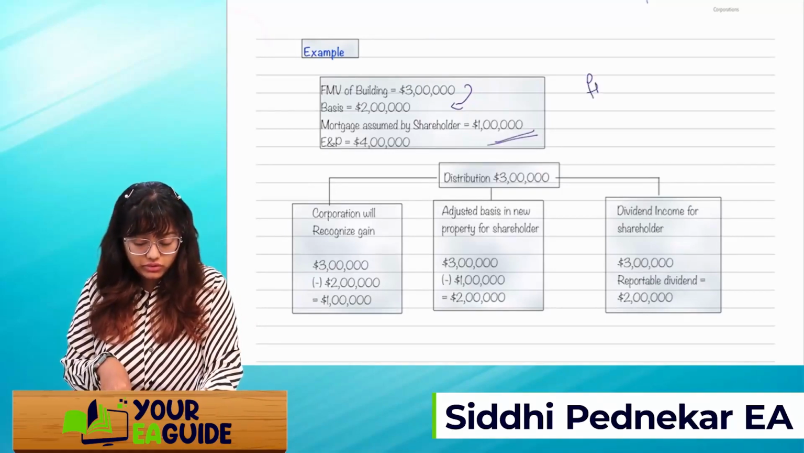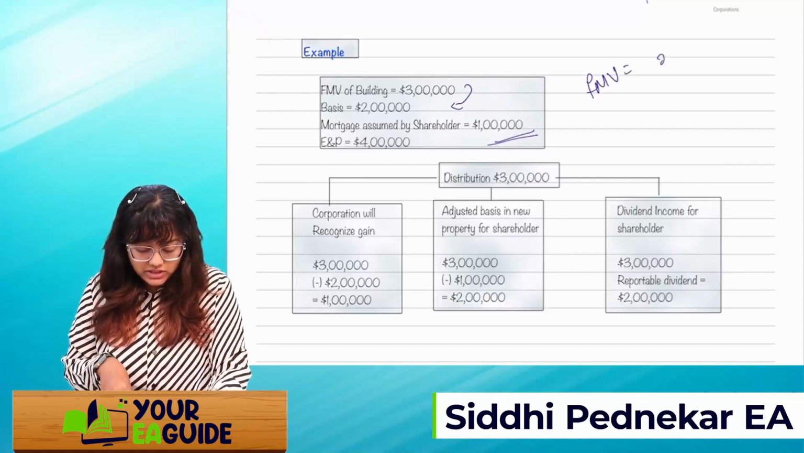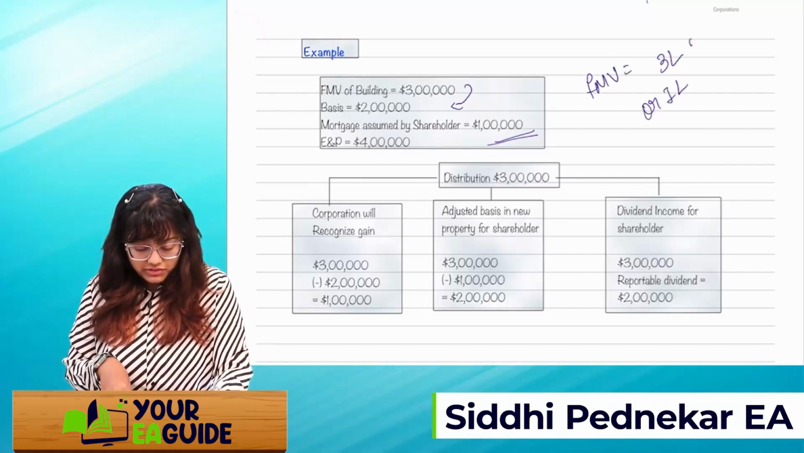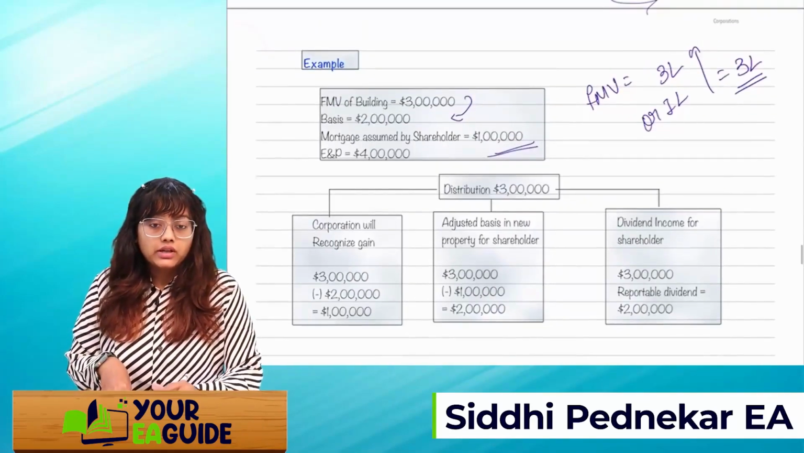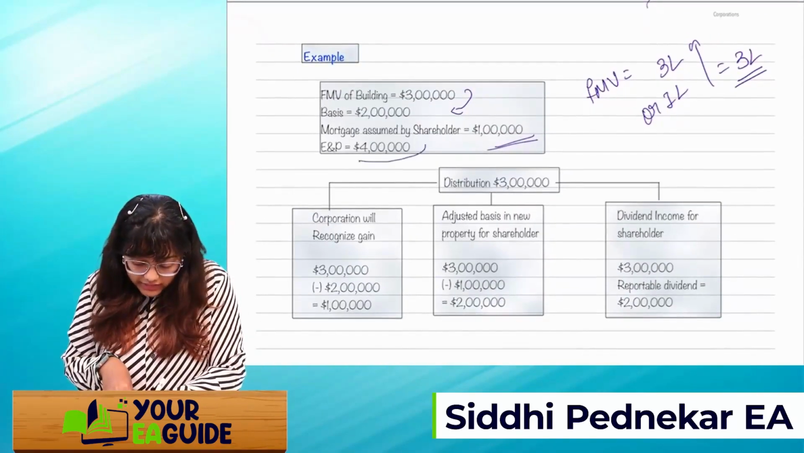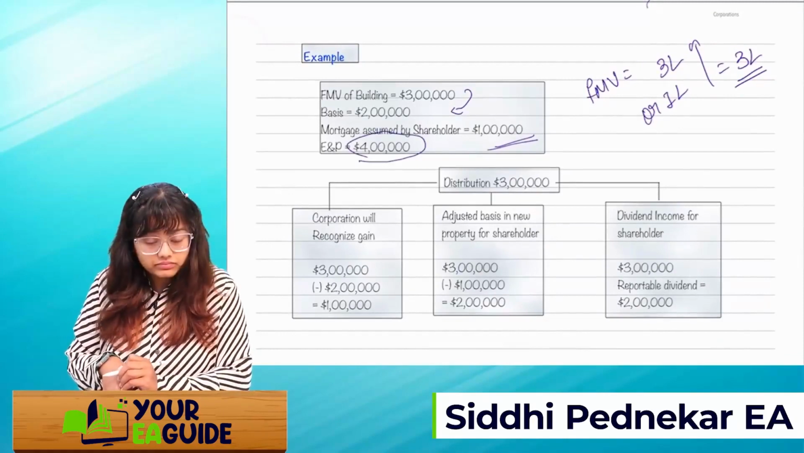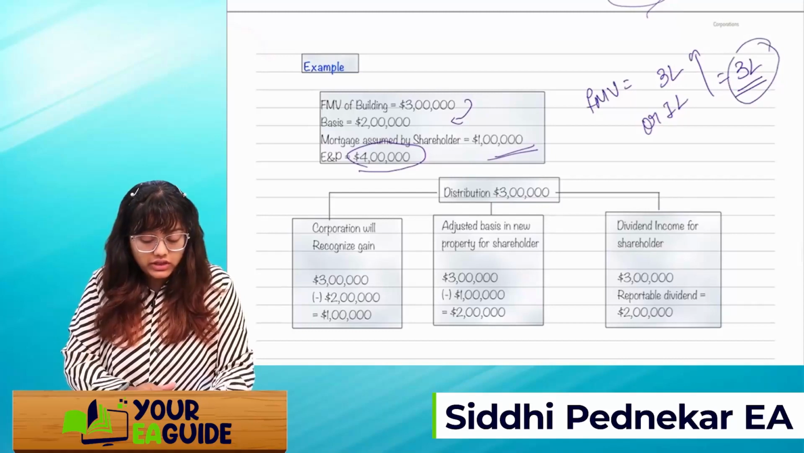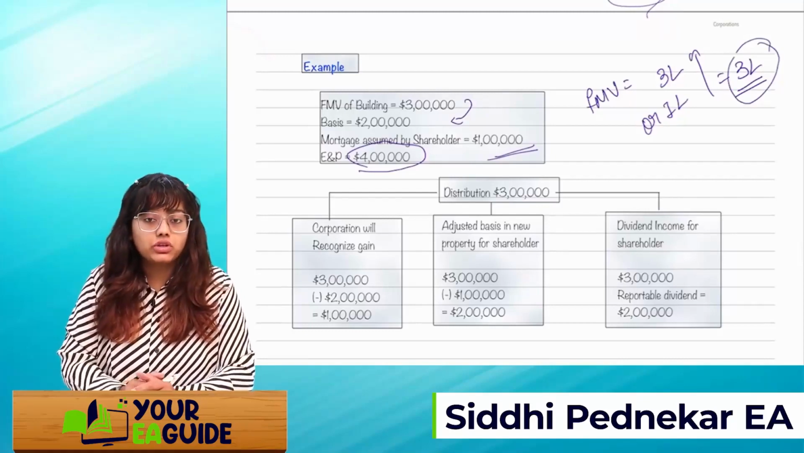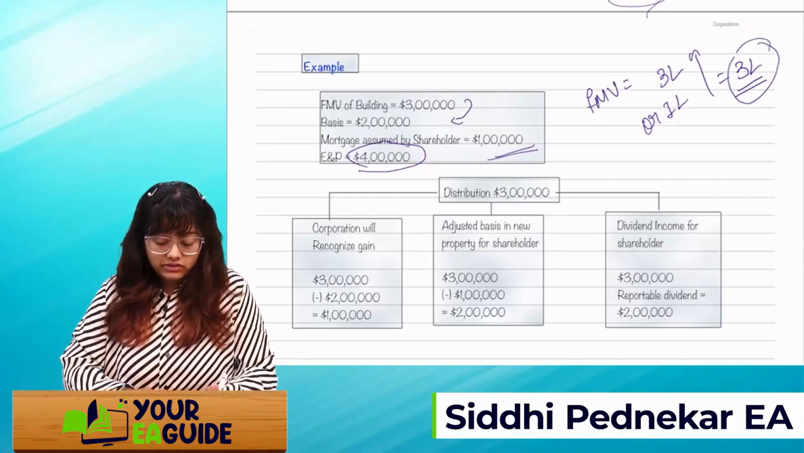So what you will do, you will just check where the fair market value is or mortgage amount, whichever is higher. So you will take 3 lakh as a FMV. Okay. So, and ENP is 4 lakh. Now, I can say you have a distribution of 3 lakh. The corporate is giving you the whole building. So, I'll take the 3 lakh as a distribution.